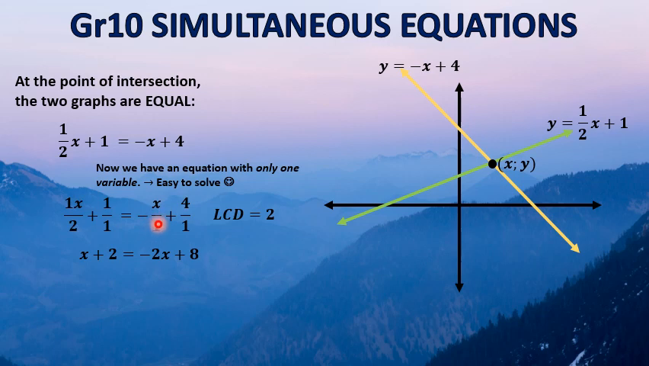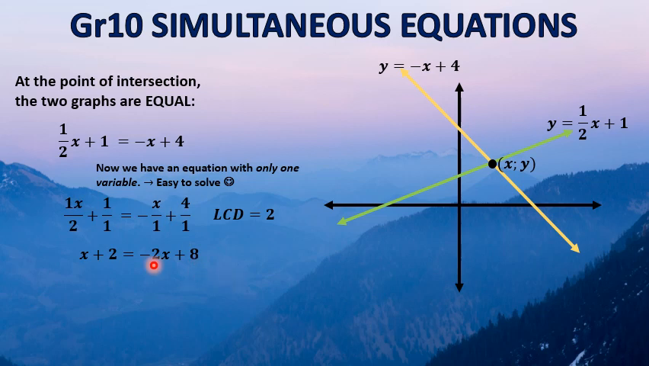Minus x over 1, we needed to multiply this denominator by 2. So what I do at the bottom, I do at the top. So I got negative x times 2, gives us negative 2x. 4 over 1, we need to multiply this denominator by 2. What you do at the bottom, you do at the top. 4 times 2 gave me 8.